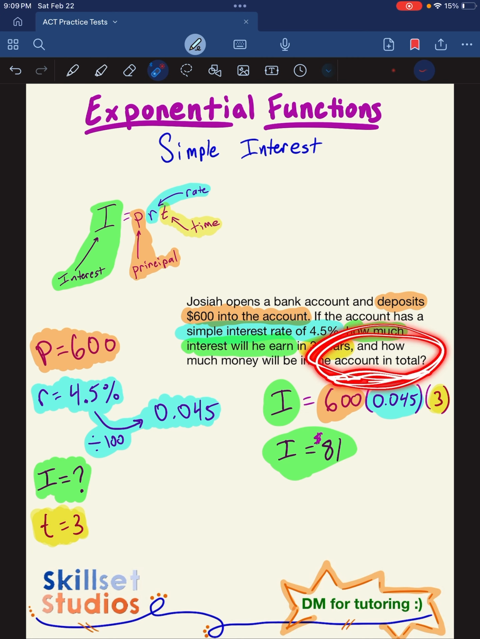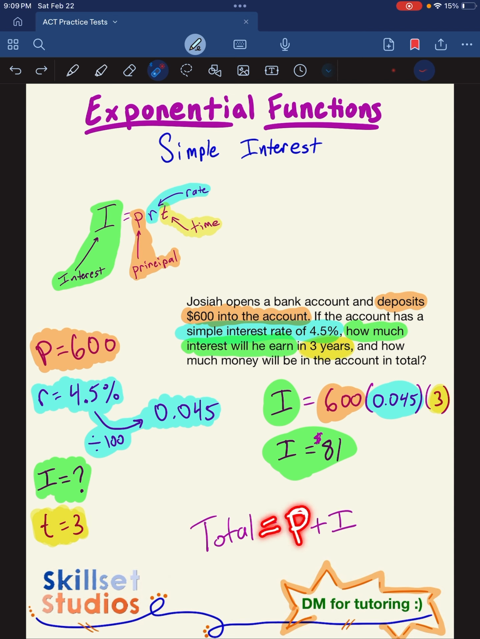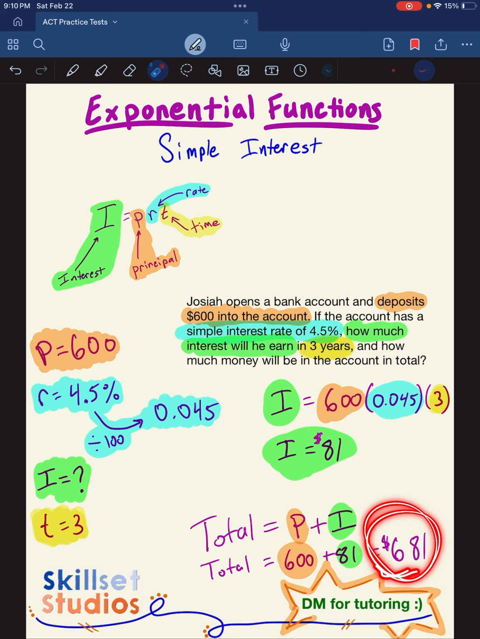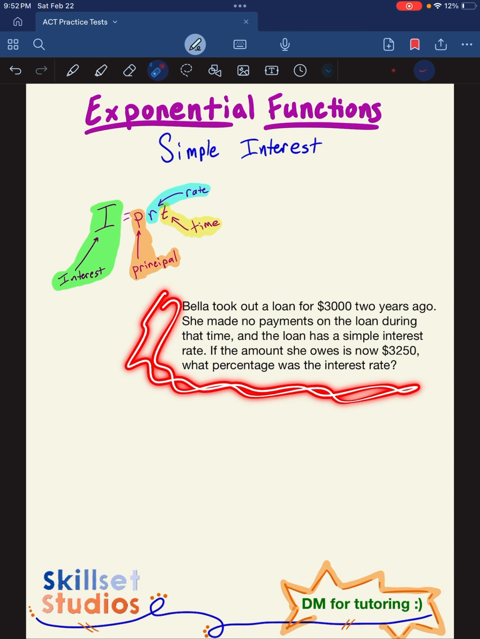So if we want to find what's in the account in total, we can use the equation. Total in the account will be equal to the principal plus the interest, which is the original amount that was deposited into the account plus the amount it gained in interest. So if we take that initial principal of 600, add the 81 of interest, Josiah now has $681 in the account. So here's another example.